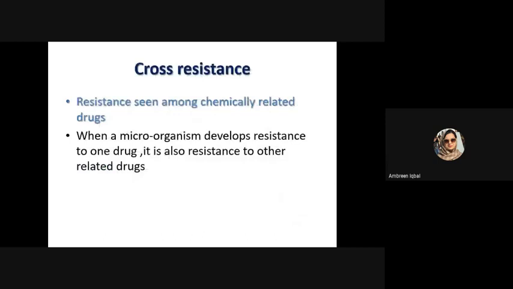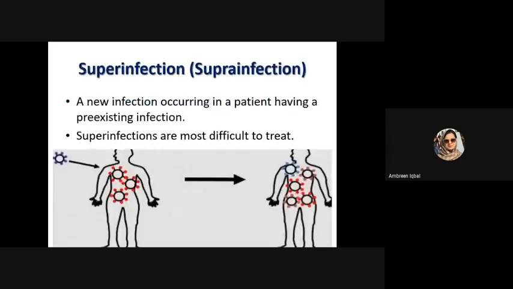Now, this is a term named cross resistance: resistance seen among chemically related drugs. When a microorganism develops resistance to one drug, it is also resistant to other related drugs. Superinfection is a new infection that occurs in a patient having a pre-existing infection. The patient takes some antibiotics for the pre-existing infection, but by the use of these antibiotics, the patient becomes prone to another infection, named superinfection, that is most difficult to treat.